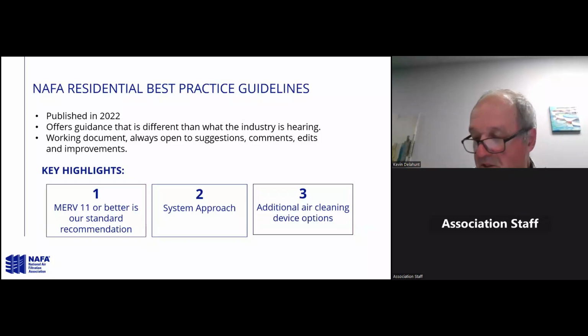As I alluded to a few minutes ago, we're going to say some things that you're not hearing from other organizations and standard bodies, that I think need to come from the filtration industry. So we're really happy to have this out there. And as a working document, we're always open to suggestions, comments, edits, and improvements.